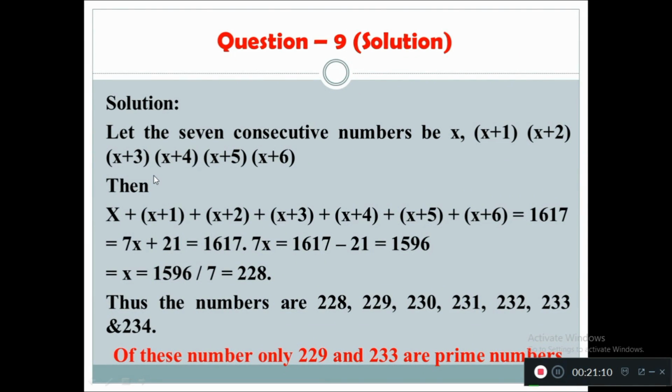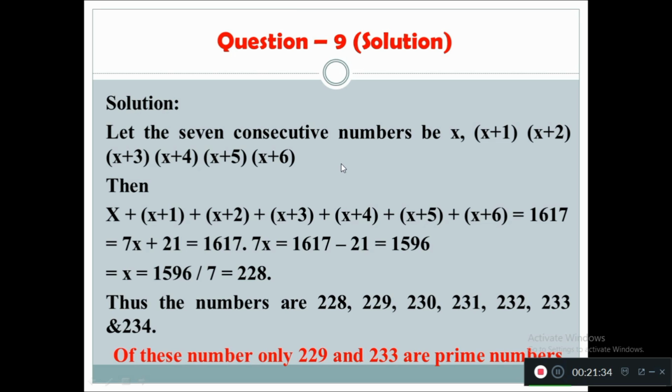The solution: let the 7 consecutive numbers, so consecutive means next number. If the first number is x, the second number will be x plus 1. Like that we write x plus 2, x plus 3, x plus 4, x plus 5, x plus 6. Don't write up to x plus 7, because then it will be 8 numbers. It is only 7 numbers, so include that x also, then it will be 7 numbers.